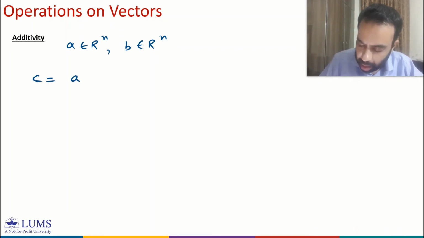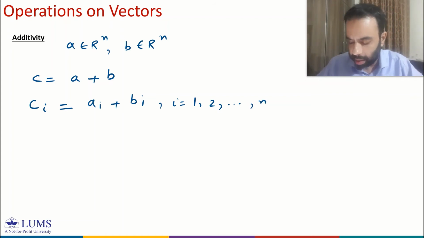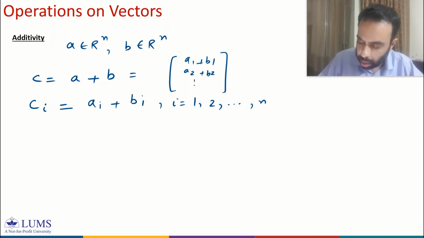So we define a new vector c, which is the sum of a and b, and the entry ci is related to ai and bi as simple addition, for i is equal to 1, 2 to n. It simply means we have element-wise addition when we add two vectors, or component-wise addition. You can say c is given by a1 plus b1, a2 plus b2, and so on, an plus bn.